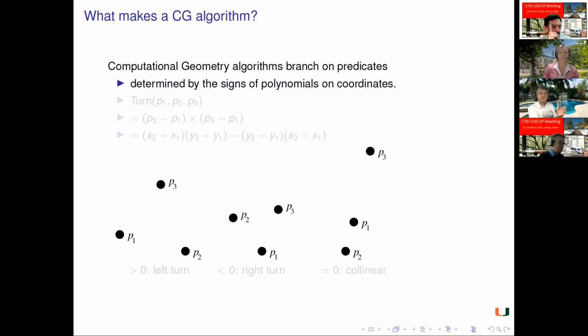So one typical predicate is turn(P1, P2, P3), which can be written as (P2 minus P1) cross (P3 minus P1), but this is a 2-dimensional cross product. So it's a scalar. It's simply (x2 minus x1) times (y3 minus y1) minus (y2 minus y1) times (x3 minus x1), where x1 and y1 are the coordinates of P1, and so forth.